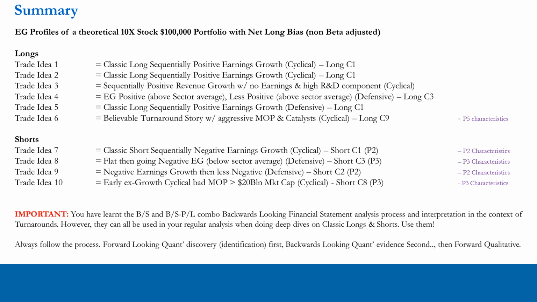Always, always follow the process. Forward-looking quantitative discovery, which is the identification phase, we do that first. Then we have our backwards-looking quant phase, which is the evidence phase. That comes second. And then we have third, our forward-looking qualitative phase. It's important that you follow the process and not try to skip steps and jump steps in order to try and take shortcuts. You need to follow the process. The better you get at it, the quicker you're going to get at it.